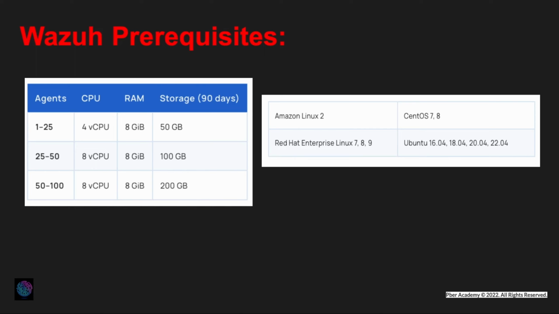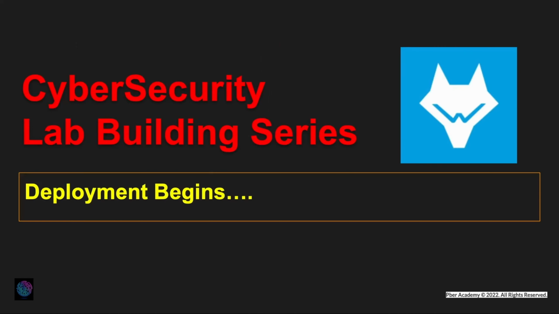The operating systems supported by Wazuh are Amazon Linux 2. If you are hosting in AWS, you can use the Amazon Linux versions. CentOS 7 and 8, Red Hat Enterprise Linux 7, 8, 9, Ubuntu 16.04, 18.04, 20.04, 22.04. So these are the versions supported at the time of recording. Let's go and quickly set up Wazuh on the Proxmox server.